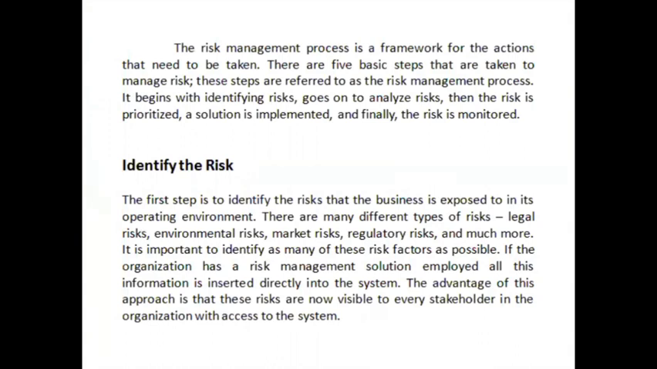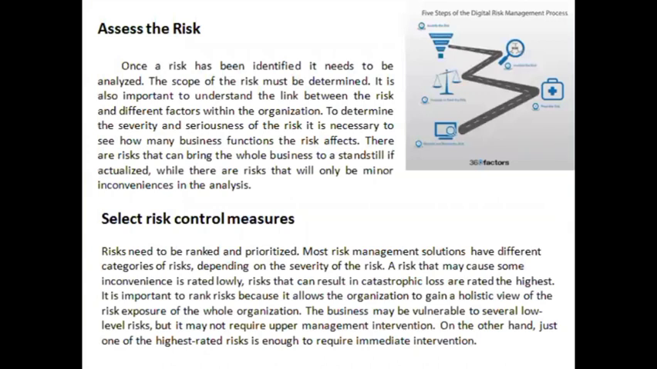First, identify the risk. The first step is to identify the risks that the business is exposed to in its operating environment. There are many different types of risk: legal risk, environmental risk, market risk, regulatory risk, and much more. It is important to identify as many of these risk factors as possible. If the organization has a risk management solution employed, all this information is inserted directly into the system. The advantage of this approach is that these risks are now visible to every stakeholder in the organization with access to the system.